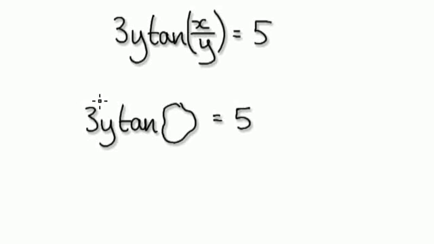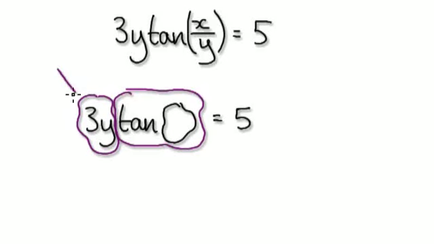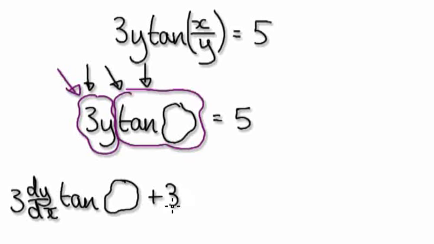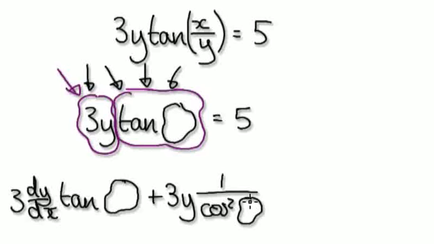So first thing, in your mind visualize it as this thing. You've got one thing multiplying with another thing here. First step, differentiate this. That will be 3 dy by dx. Okay, and then keep this the same, which will be tan, let's just keep this tan bubble here, and then plus. Now the second part of the product rule is keep this the same and differentiate this. So that will be 3y, keeping it the same, and then differentiate this. When you differentiate tan bubble, that will be 1 over cos squared of the bubble here.